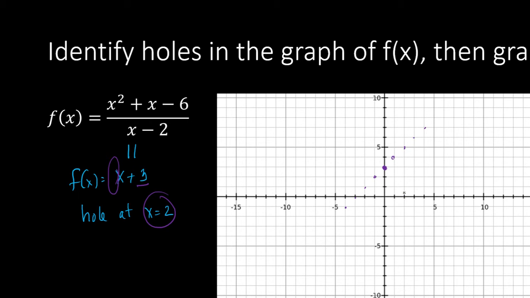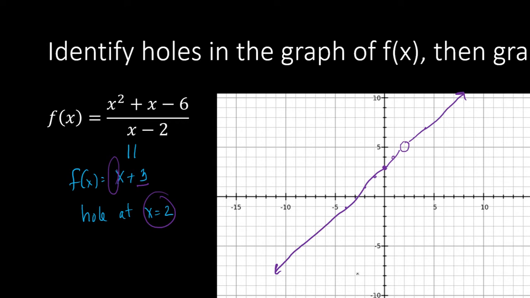So I look at where x equals 2, and I just write an empty circle there, signifying that I'm going to skip that spot. There is no value for the function there. Then I just fill in my line, graphing it just as normal. Okay? And there's the graph of this function.